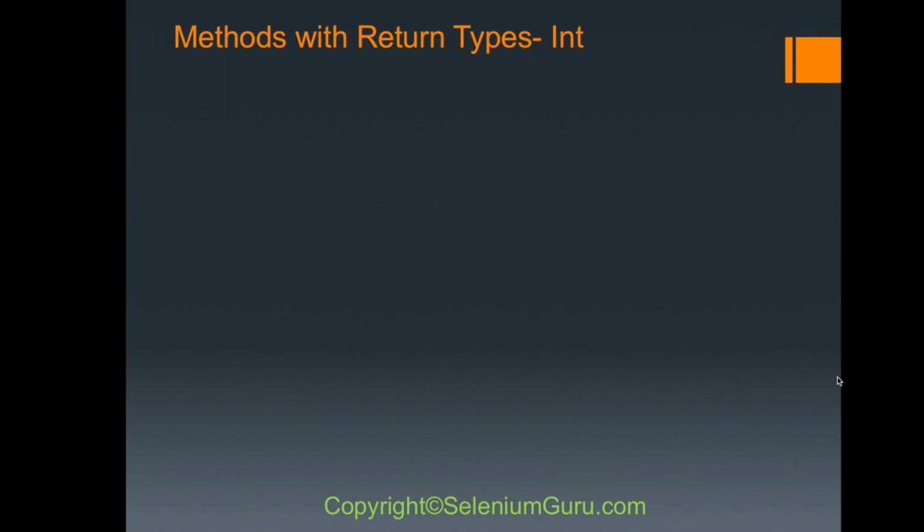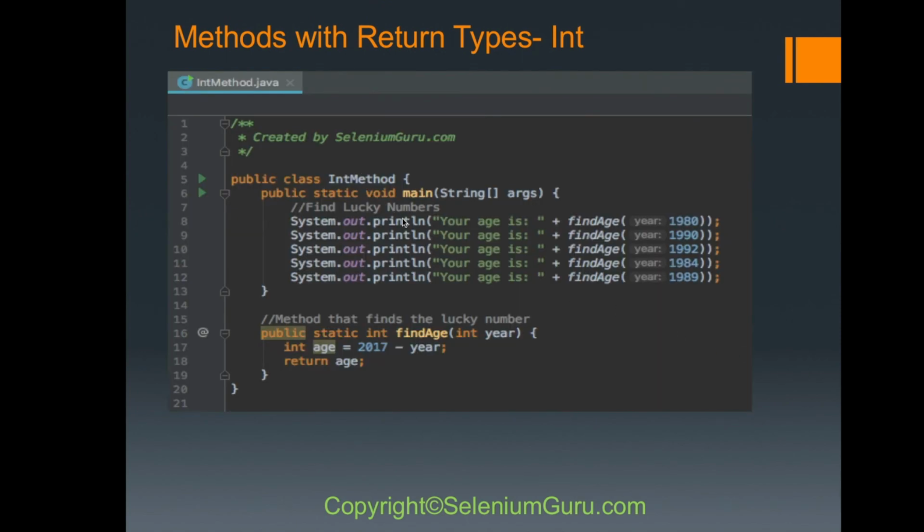So the next one here is int. Now this int method, let's take an example. I've got this public static int method here. You can see, before we had double, now I have this int. I have this find age method here. Basically, based on your date of birth year, it's going to return the age, assuming the current year is 2017.